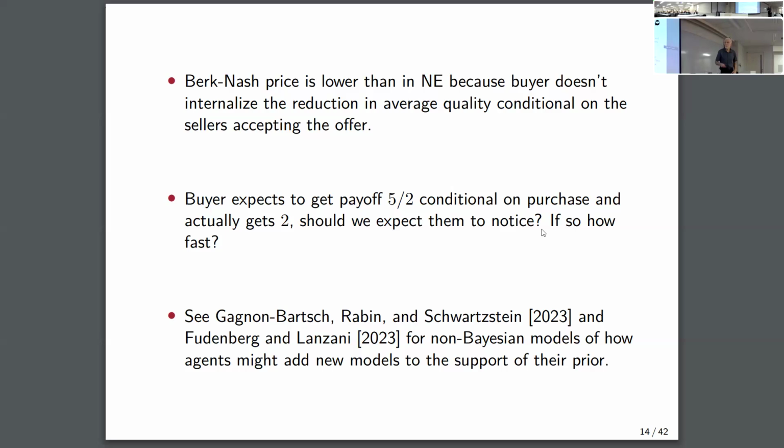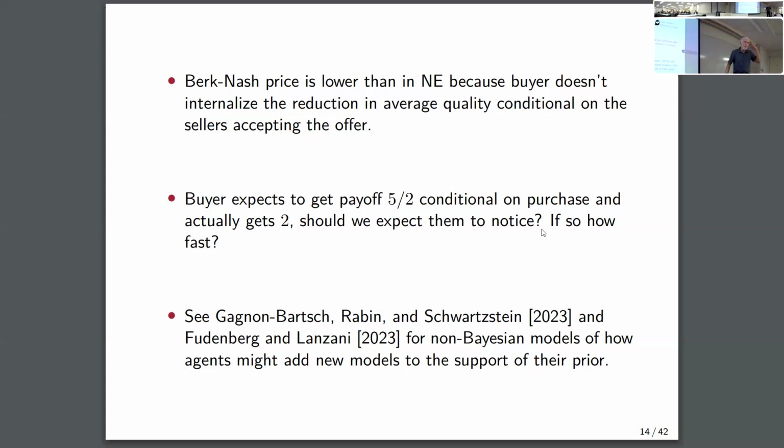Okay. So someone asked, I forget who, before the break, isn't this silly that people are ignoring the oscillation thing? So here's another case. In this model, the buyer thinks that when they purchase, they should end up with surplus 5/2 on average. The good is worth 3.5 to them and costs two on average to the seller. But they're actually getting two. So they aren't getting as high a payoff when they buy as they should.